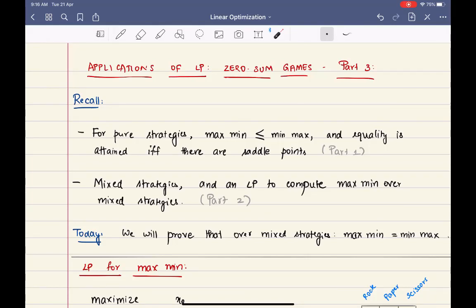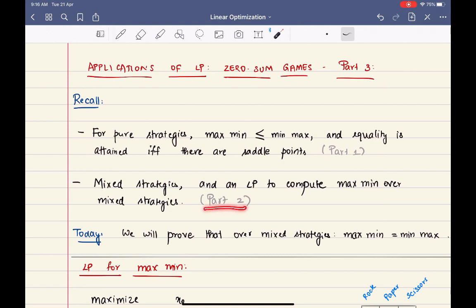Hello, this is the final part on zero-sum games. So what have we seen so far? In the first part, we introduced this notion of zero-sum games and the notion of pure strategies, and we showed that max-min is less than or equal to min-max always, and equality is attained in games where there are saddle points. Okay, this was pure strategies.